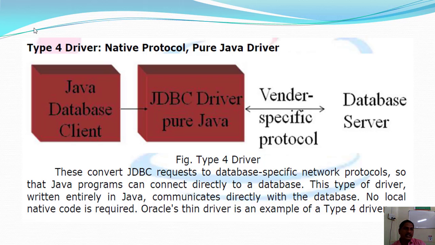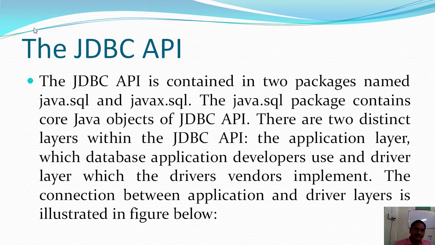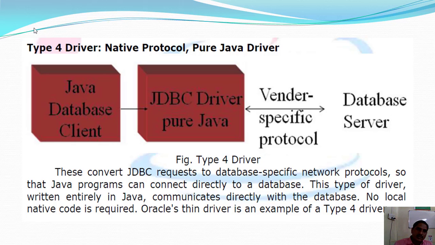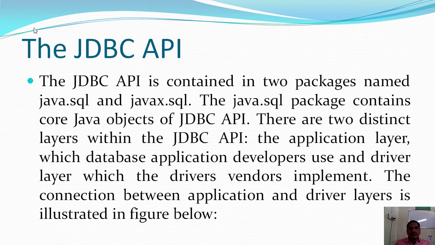No local native code is required. Oracle's thin driver is an example of a type 4 driver. These are the 4 types of drivers: type 1, type 2, type 3, type 4. They have specific names. Next is the JDBC API.